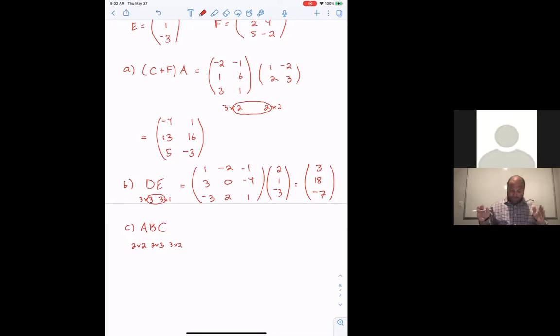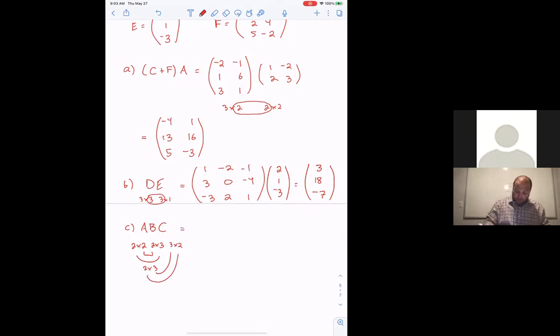So remember, with ABC, 3 matrices, assuming that you're allowed to multiply, you can do either the first 2 and then the third, or the second 2 and then the first. In this case, let's do the first 2. I'm allowed to do it, and I end up with a 2 by 3. And when I get that result, the 3 and the 3 match, and my overall result is a 2 by 2.